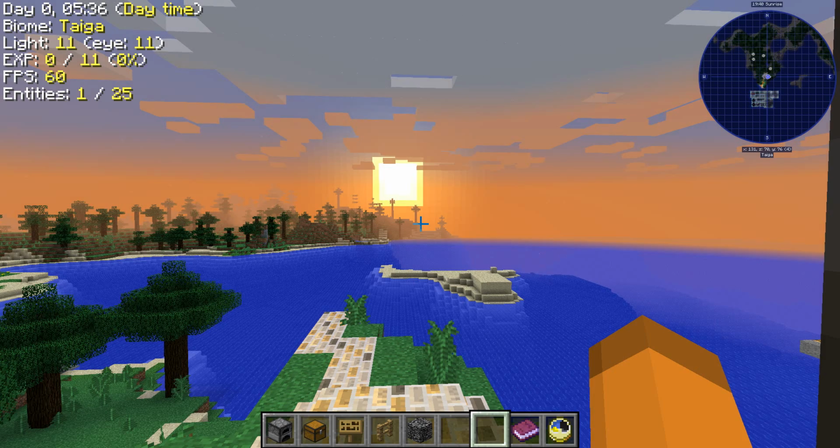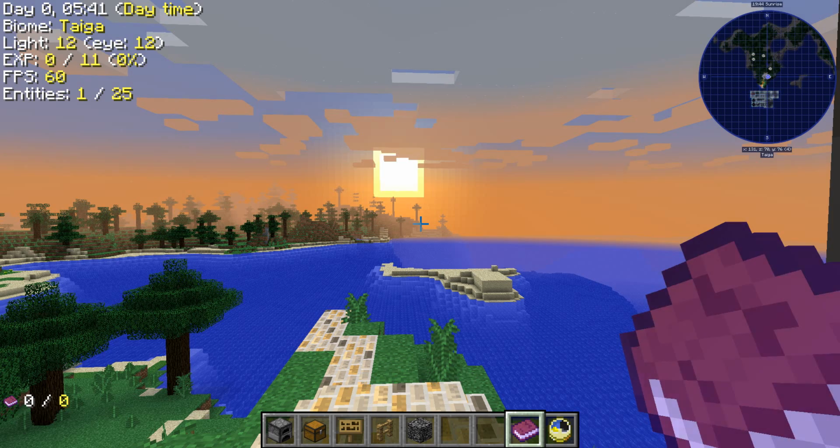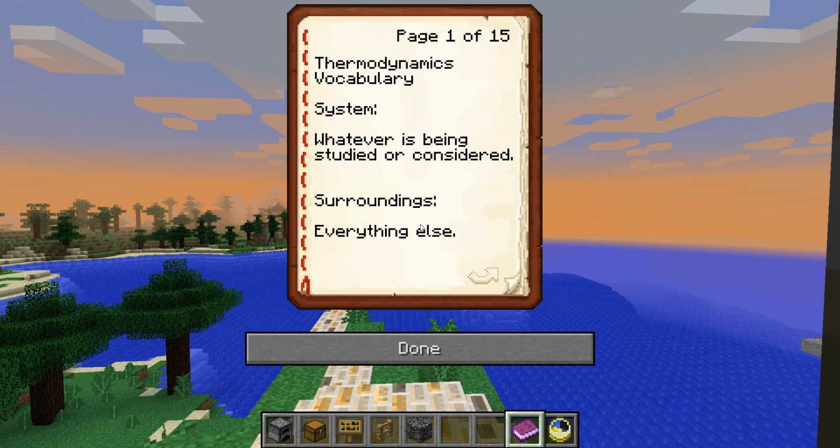And to help with this idea of just words and ideas, I have here a book labeled Thermo-Vocab, Vocabulary of Thermodynamics. And today, we're just going to look at page 1 here, Systems and Surroundings. Whenever we talk about thermodynamics, we care a lot about the system and the surroundings. This is not a hard idea.